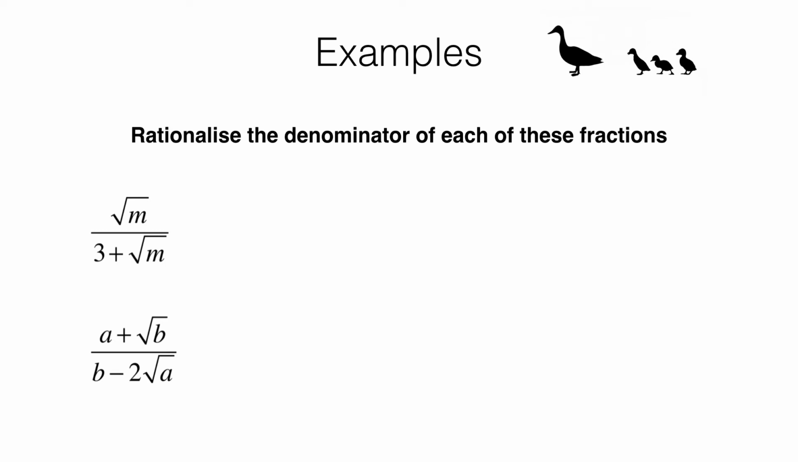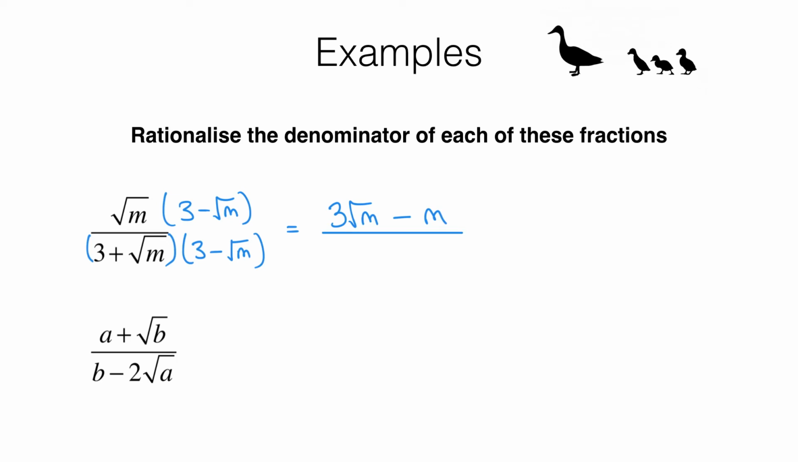Here are my workings. For the first one, I'm going to multiply the denominator and numerator by 3 minus root m. That gives me a numerator of 3 root m minus m. And for the denominator, I'm going to get 3 times 3, which is 9. I'm going to get 3 times negative root m, which is negative 3 root m. But then I'm going to add 3 root m. So those will cancel each other out. I'm not going to bother writing those in my denominator here.